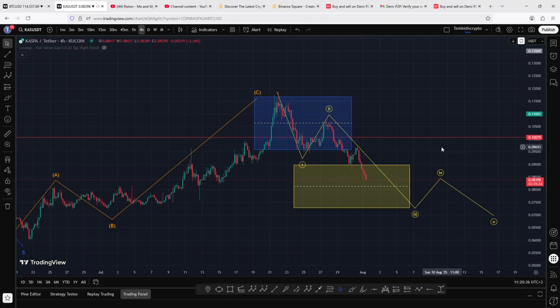Kaspa continues to see further breakdown moves after getting rejected within our key area of resistance between the 0.11861 and the 0.09589, which is that blue target area. We have also lost a horizontal line of support above the 0.1 USDT mark, flipping it back into resistance.